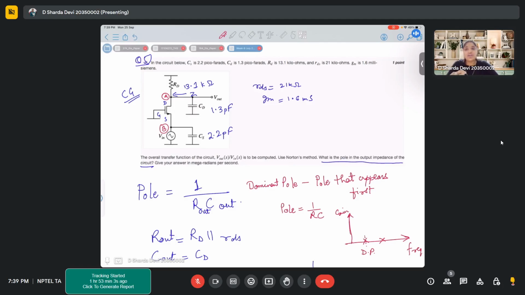But rather than calculating, you can go with the basic idea that for the drain node the resistance is very high, and for the source node the resistance is very low. From that, you get the idea that the drain node will always have higher resistance, and the drain node will introduce a dominant pole. So you don't have to calculate it multiple times.